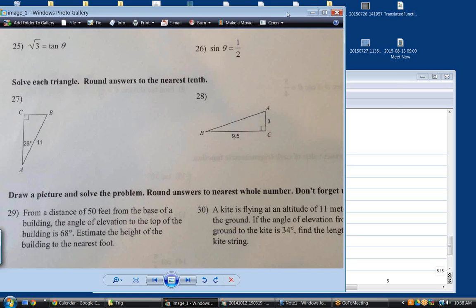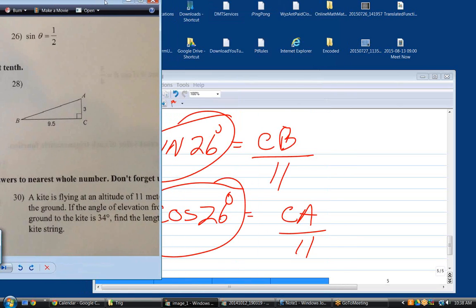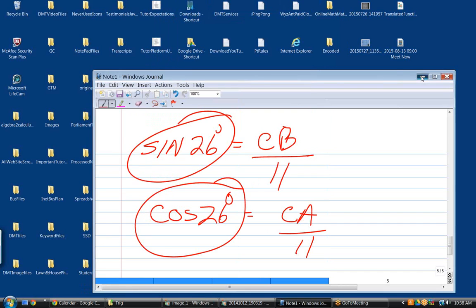Okay. All right, let's look at 28. We're going to solve that whole triangle, and let me bring up my calculator here.